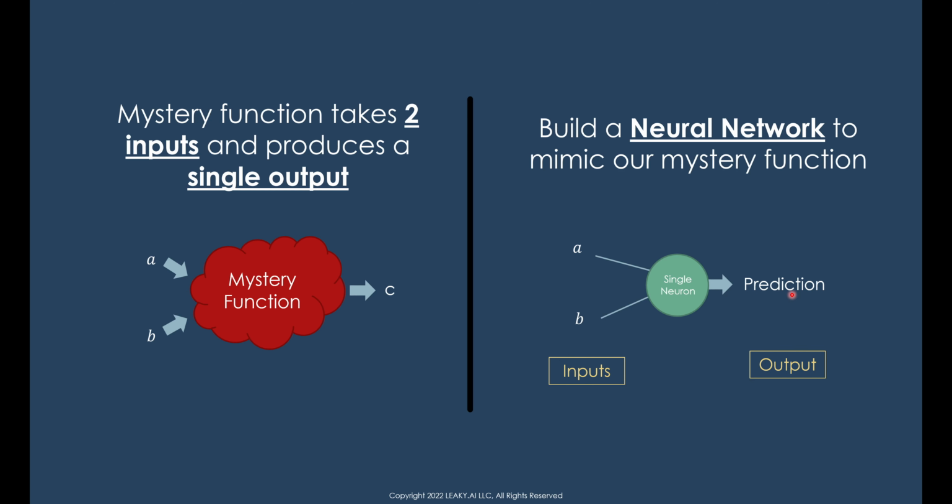and then it produces a single output. Now to train a neuron to mimic a function, we need to provide it examples. So what we're going to do is provide examples of inputs and the output associated with those inputs. And then we're going to train the neural network so that it can hopefully learn what the mystery function is.